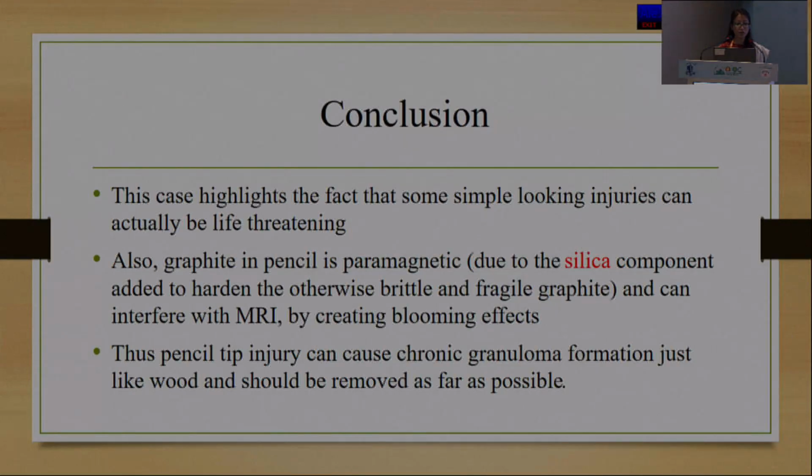In conclusion, this case highlights the fact that some simple-looking injuries can actually be life-threatening. Also, graphite in pencil is paramagnetic due to the silica in the clay component, which is added to harden the otherwise brittle and fragile graphite, and this can interfere with MRI by creating blooming effects. Thus, pencil tip injury can cause chronic granuloma formation just like wood and should be removed as far as possible. Thank you.